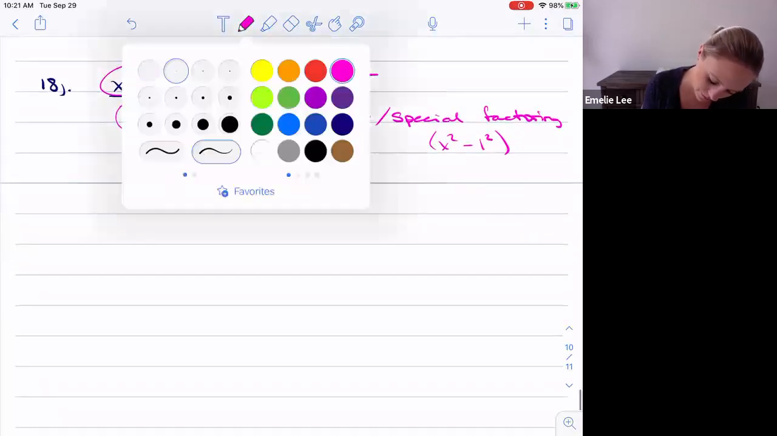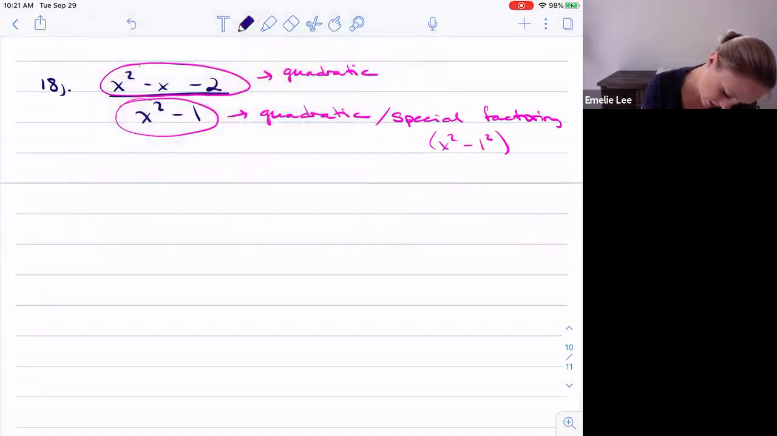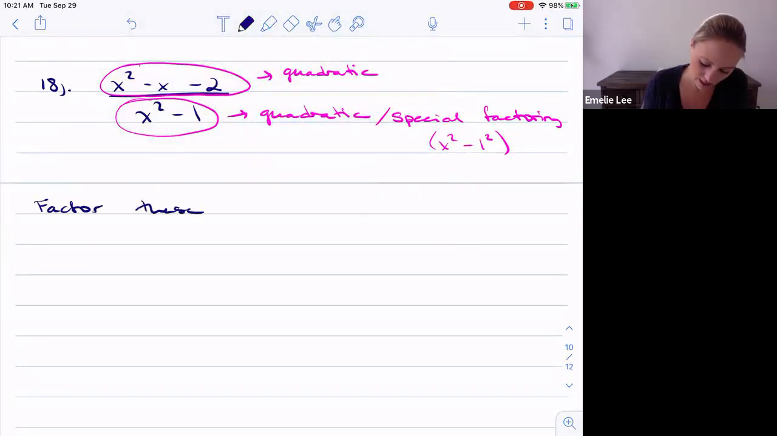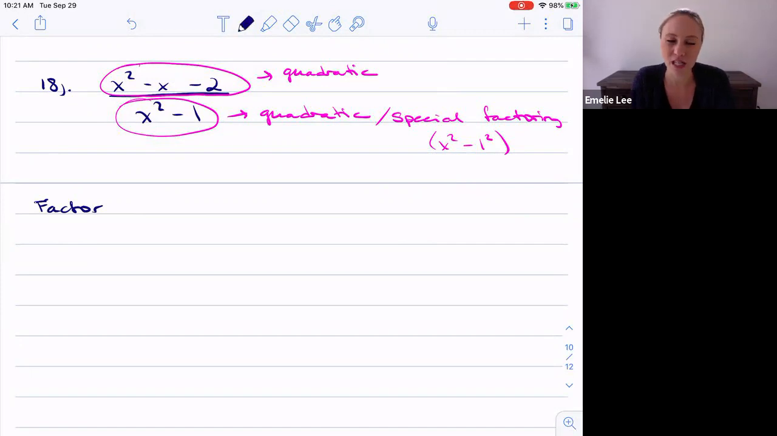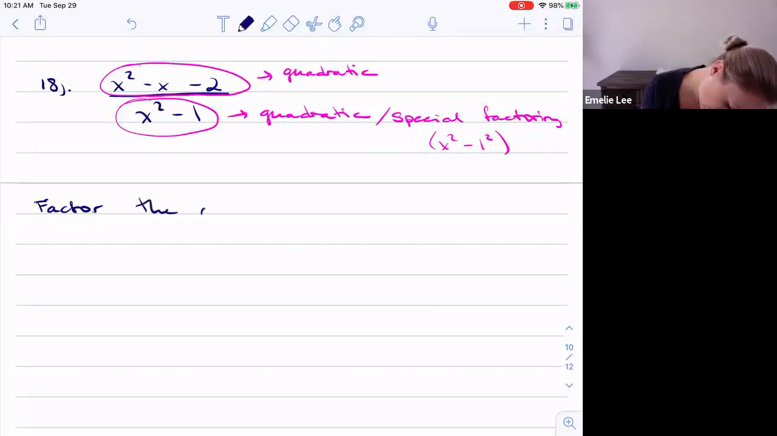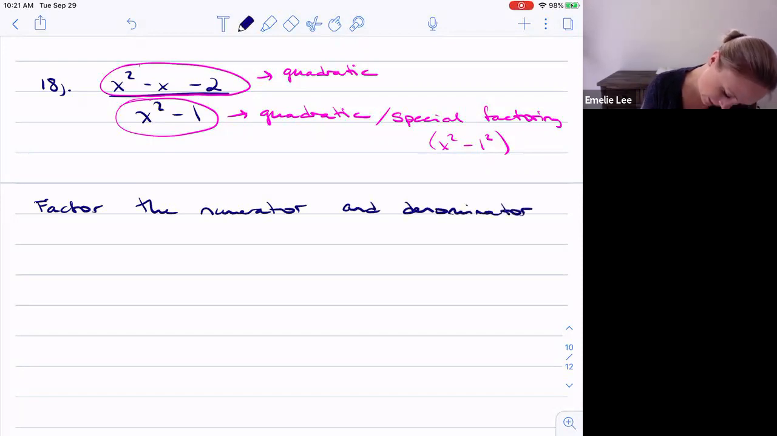I'm going to factor the numerator and denominator individually, and then combine them. Factor the numerator, but don't forget to combine them. Factor the numerator and denominator individually, then combine them.